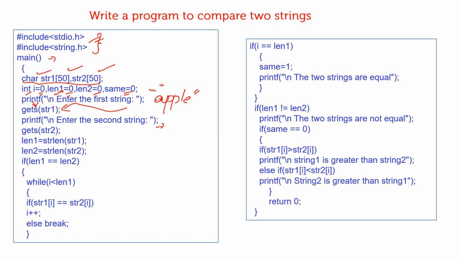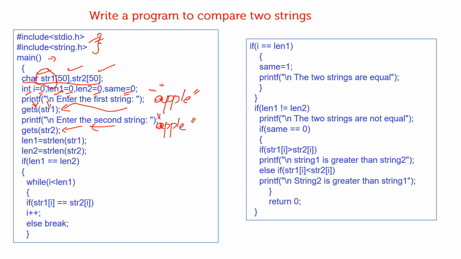I have told you the meaning of this in the previous video, right? gets will include the space also. gets of which string you have to enter, which variable. So this is your string 1, right? You are going to enter it. So string 1 is your array name, so just call that. Okay, so gets of string 1, printf \n, enter the second string, gets of string 2, that is your second variable. So your second string I am writing again as apple. So both strings will be stored in the memory.